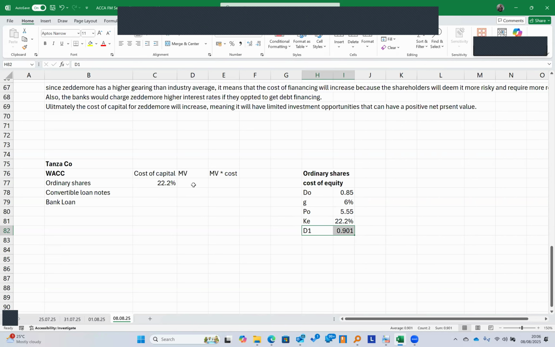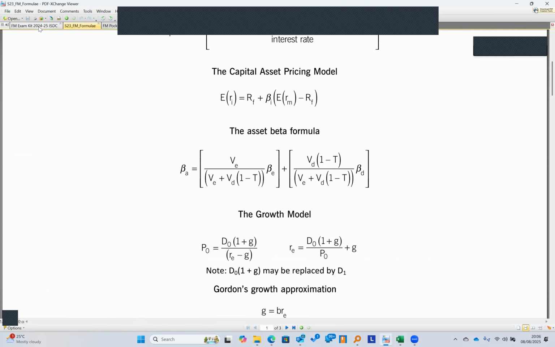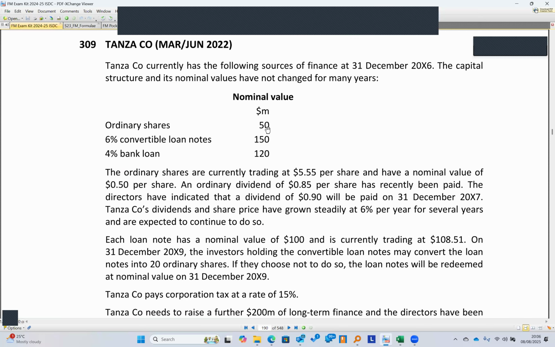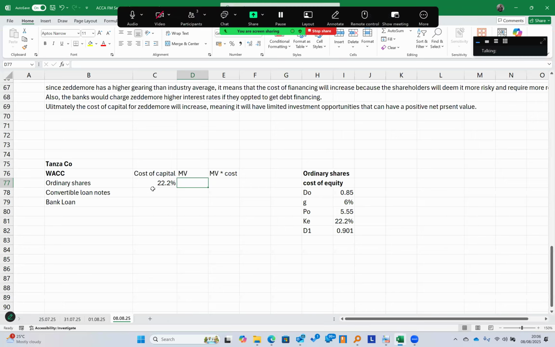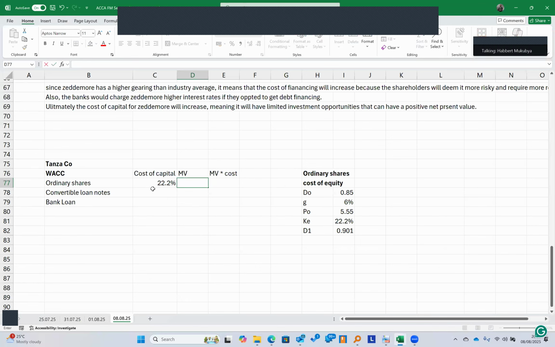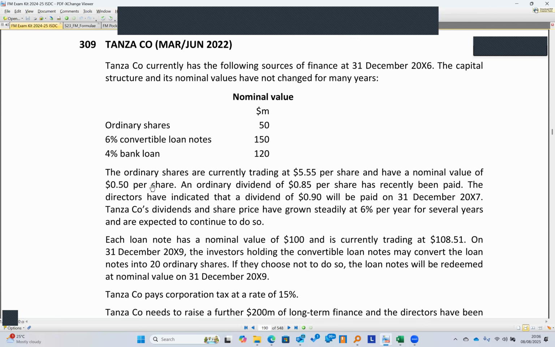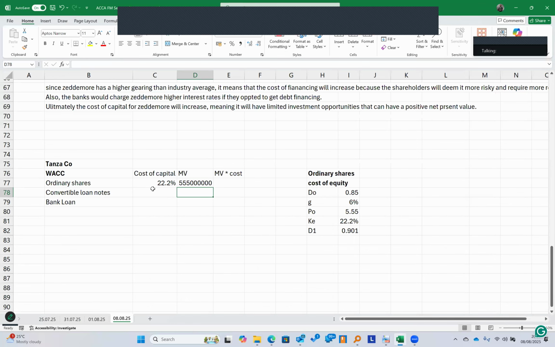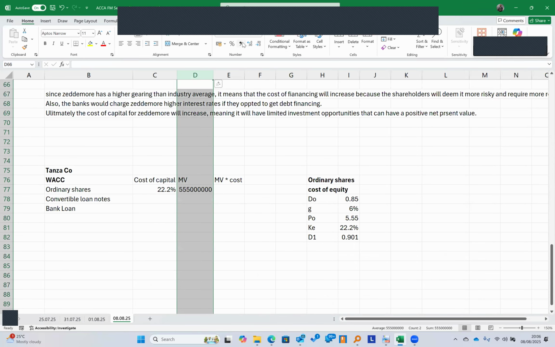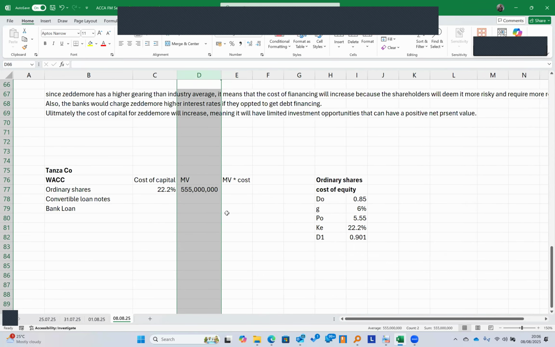Okay. Market value, that one we can work out because we have 50 million shares and it's 0.5 nominal, multiplied by the 5.55. So that gives us 555 million.